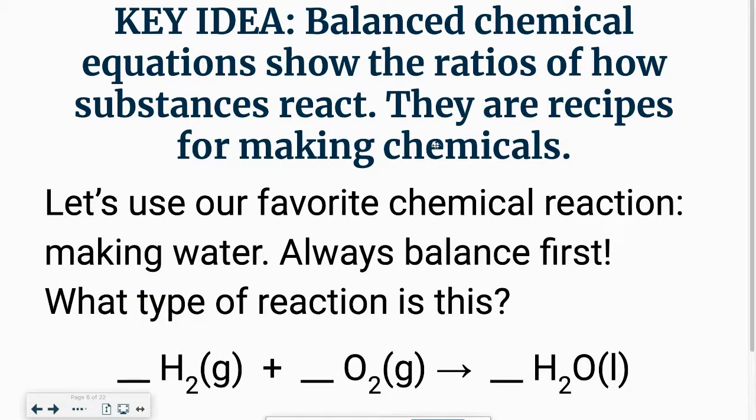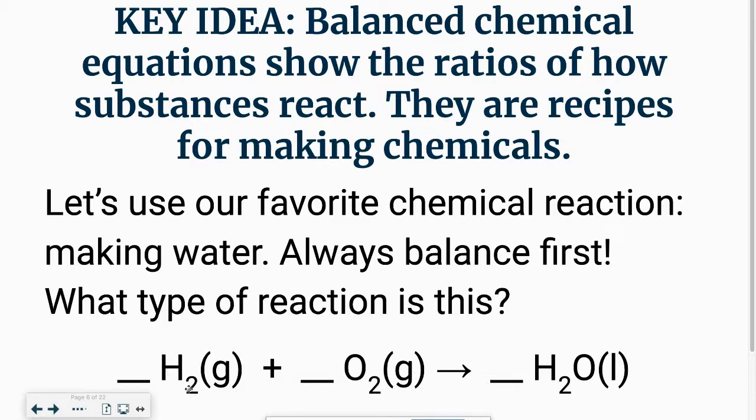In chemical equations and balanced chemical equations, they're just like the recipe we saw before, except we're using molecules and atoms and different compounds. So here's our making water chemical equation. Okay, so first we have to balance this.